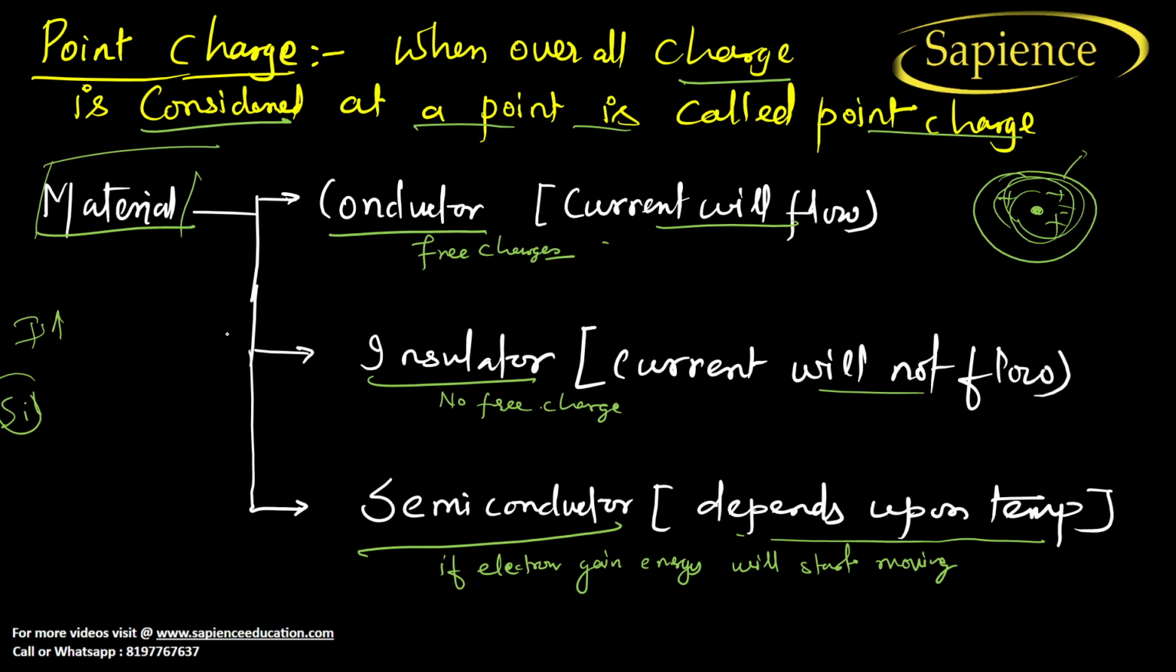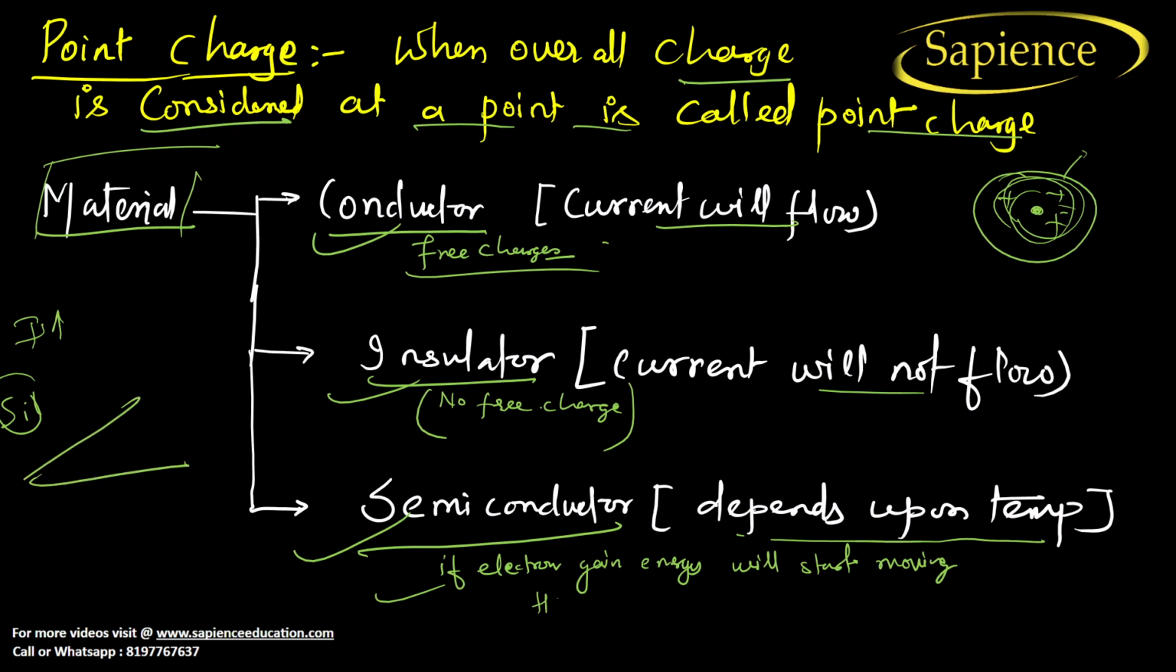So there are three types of material: conductor, insulator, and semiconductor. In an insulator, there is no free charge, so there is no electric flow. But in a conductor, there are free charges. But in a semiconductor, there are charges, but they do not have a sufficient amount of energy to start moving. So for movement of the electron across a potential difference, we should also give a high temperature.